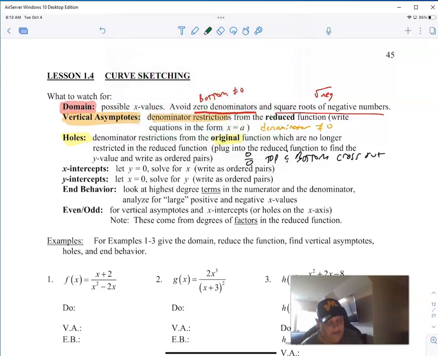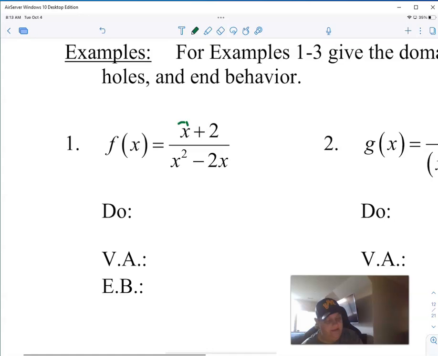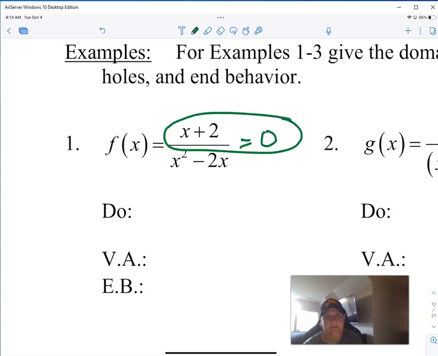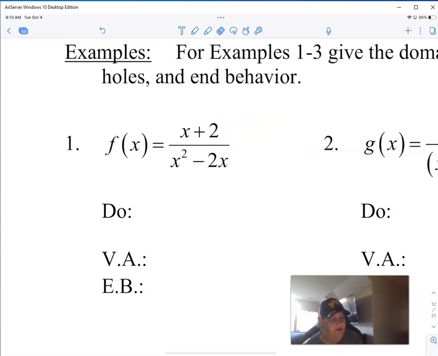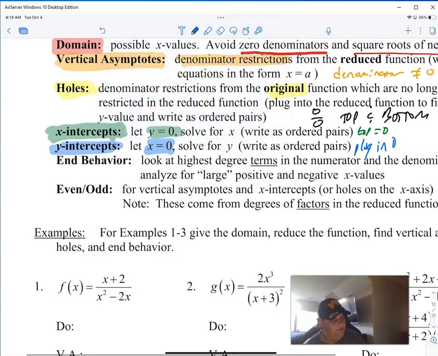Okay, next, x-intercepts. It says let y equal 0. Well, that's true. So what we're doing, you guys, is we're letting this whole thing equal 0. Now, here's the thing. I'll write it on this side. A fraction will equal 0 when the top equals 0. That's it. So that's what I remember for x-intercepts, okay? So I just remember that that is where top equals 0. Y-intercepts are where we let x equal 0 and solve for y. So I'm going to just go ahead here and write plug in 0, okay?